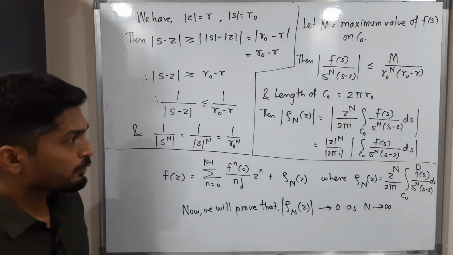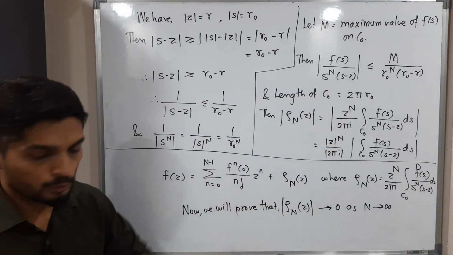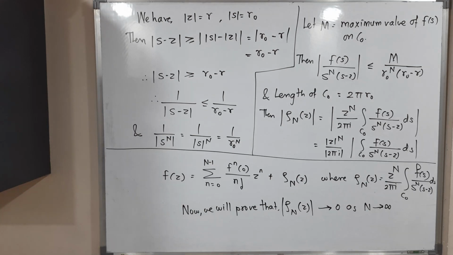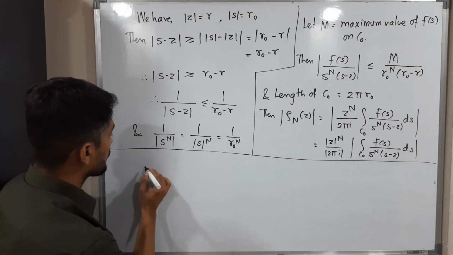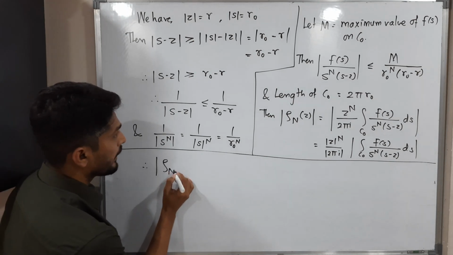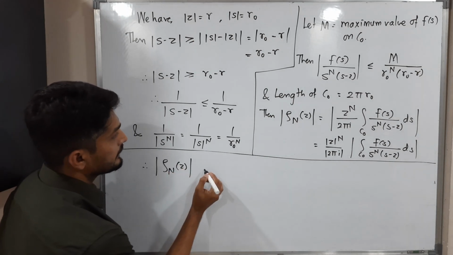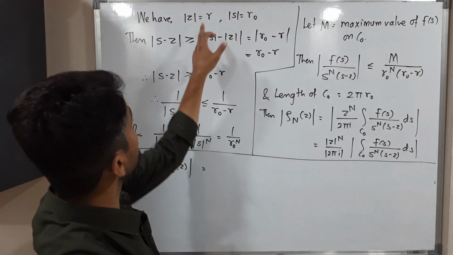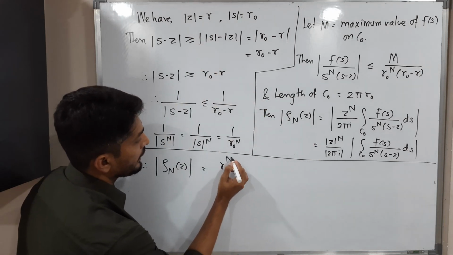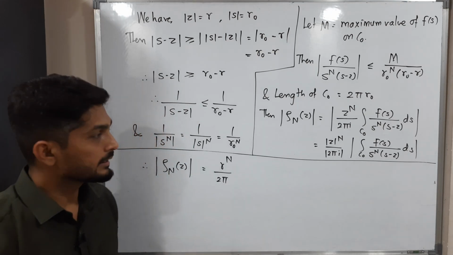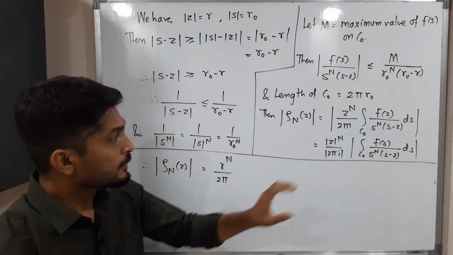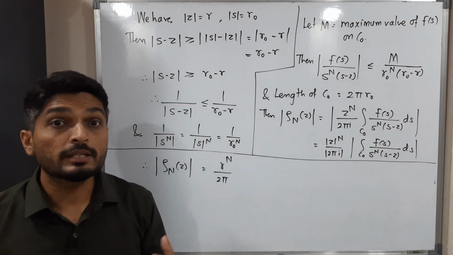I want some space to write, so let me remove this part. Therefore, mod rho n of z, where mod z is equal to r, is r raised to n, 2 pi is a positive real number so its mod is as it is, and i has mod 1. For this integration I am going to use the ML inequality.